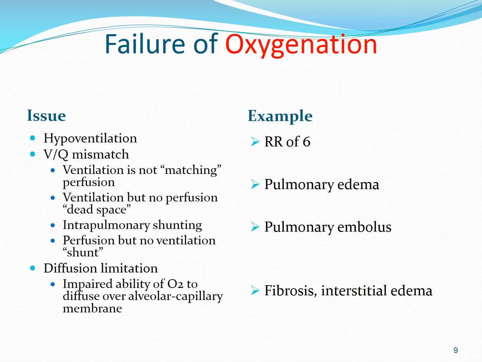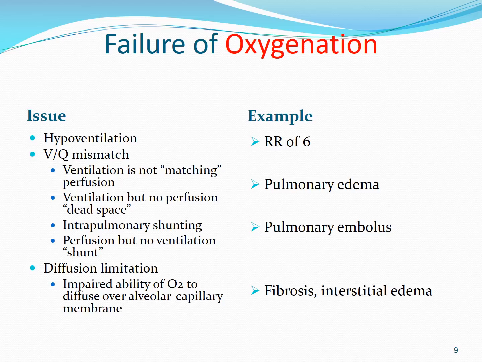Shunt is a type of VQ mismatch where blood is flowing, our Q is fine, but there's a ventilation issue. But what about when our lungs are fine, we have a good V, but our perfusion is the problem? An example of this would be a pulmonary embolism, where a patient's actual lungs and lung movement are just fine, we have a good V, but we can't get blood flow to those oxygen-rich lungs. So that's another type of VQ mismatch. Now we have a bad Q, or a perfusion problem, where the Q is not matching the V.